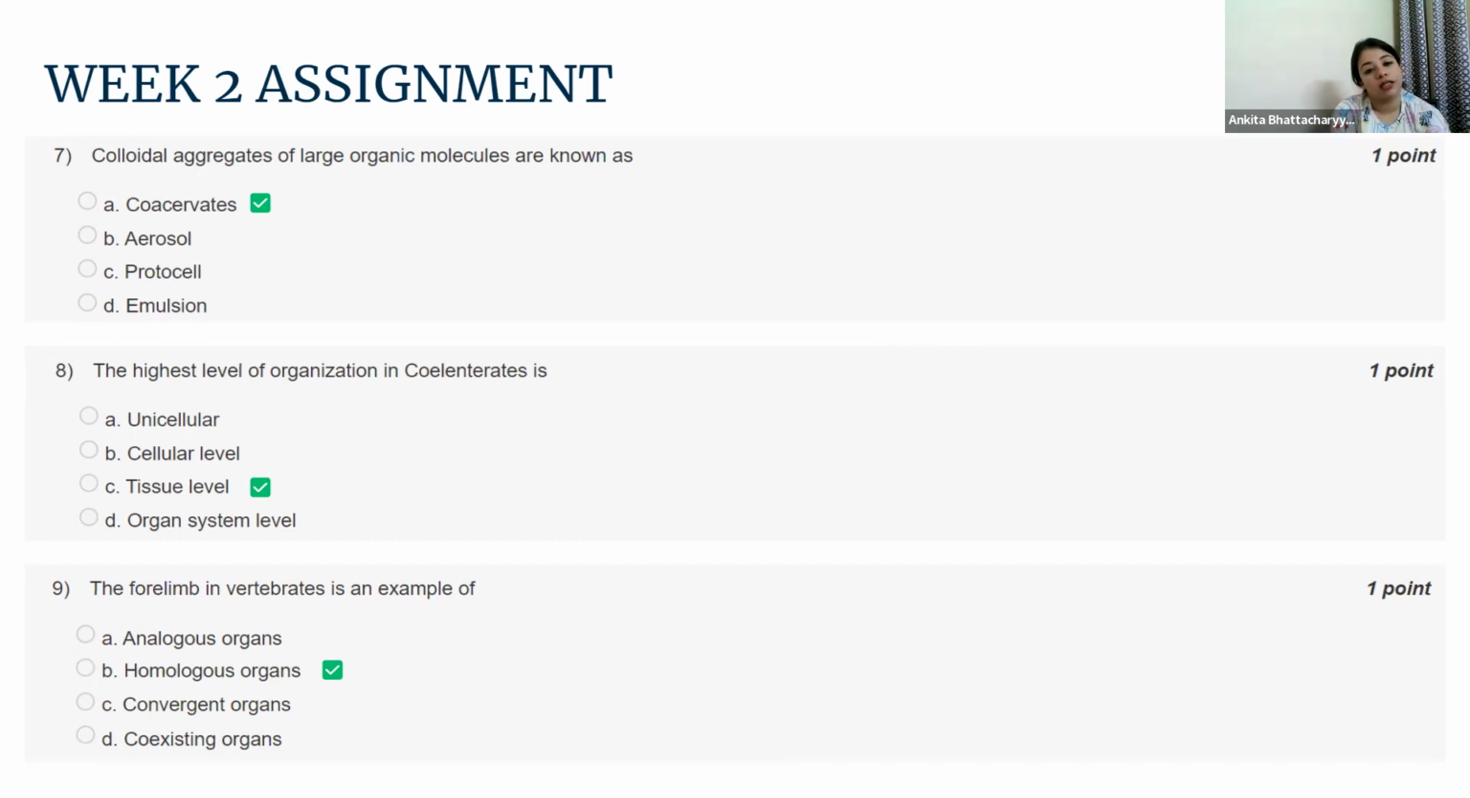Then comes the highest level of organization in Coelenterata. This is actually a question from both week 1 and week 2, which is one of the reasons why you should always try to keep looking at the lectures for the next week as well, because it will pretty much help you.